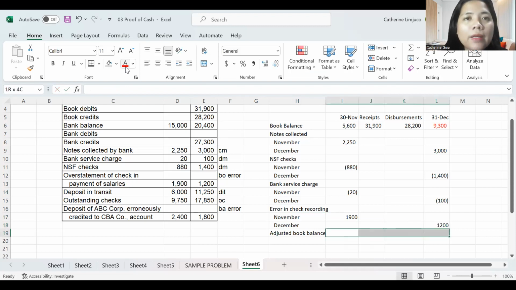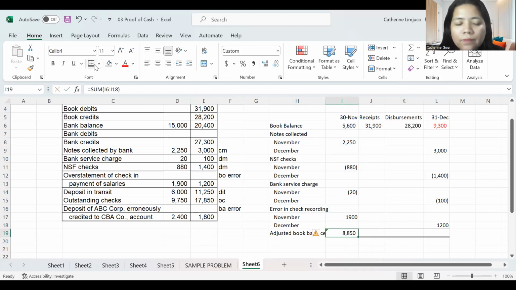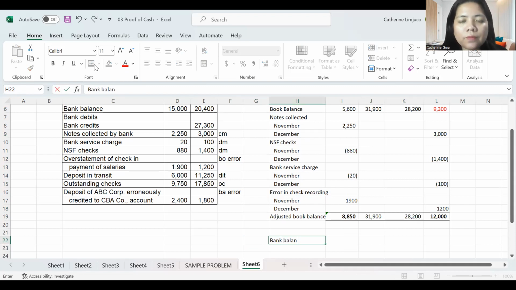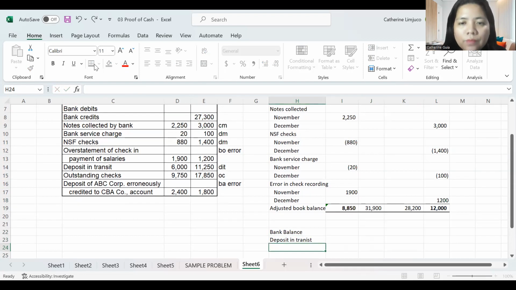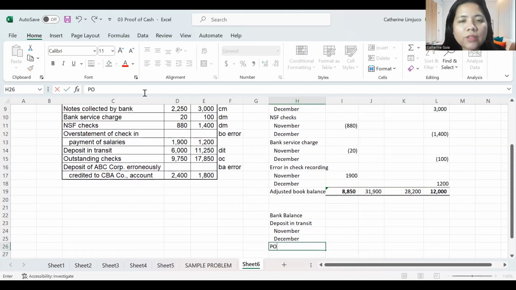Okay, so let's get the balance. Let's just get the total. Okay, so we have 8,850. We also have 12,000. Let's proceed with our bank balance. What are the reconciling items of our bank balance? We have deposit in transit, November and December. What else? You also have outstanding checks.